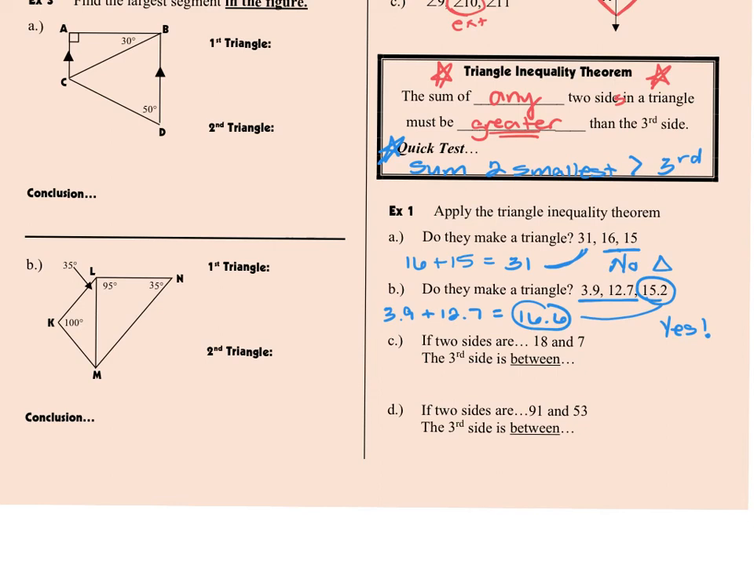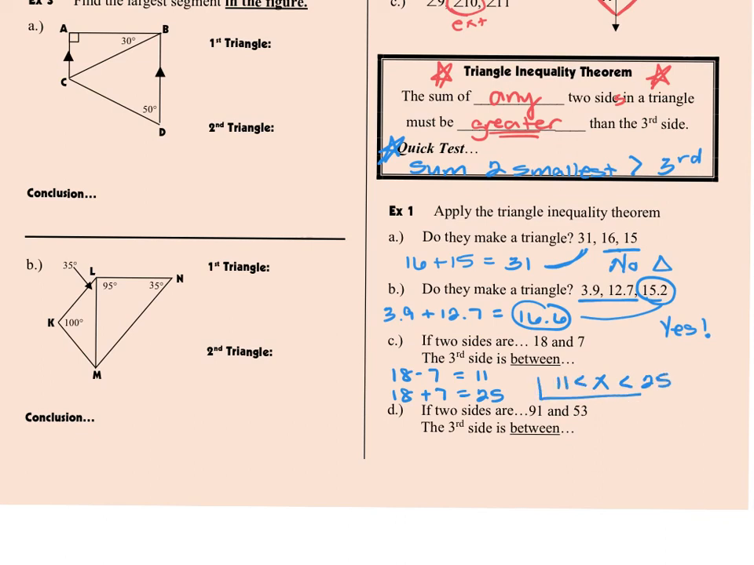The shortcut for this one, to find the lower boundary, we're going to take the difference between our two numbers. So we're going to say 18 minus 7. And to find the upper boundary, we're going to add the two numbers, 18 plus 7. That's going to give us a lower boundary of 11 and an upper boundary of 25. And when we write that, we're going to say that our x, our third side, needs to be less than 25 and has to be more than 11.